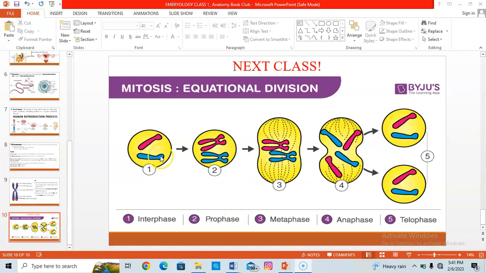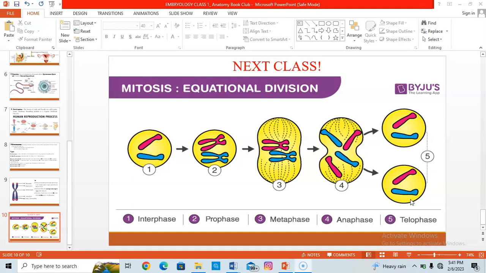I don't know if you know about mitosis. I believe you know the processes: interphase, prophase, metaphase, anaphase, and telophase. So in the next class, we are going to talk about cell division, we're going to talk about mitosis, and we're going to talk about meiosis.